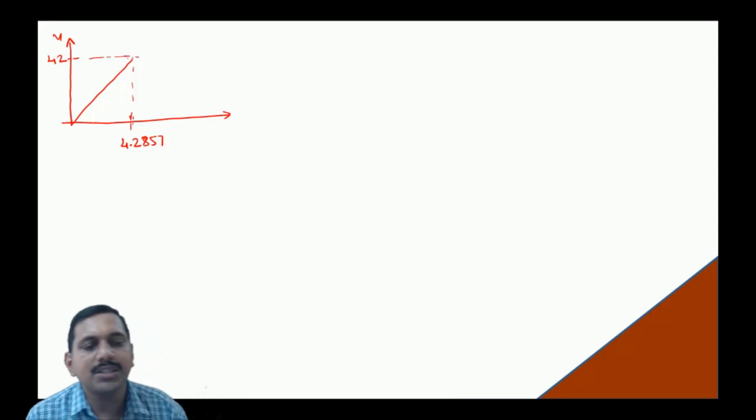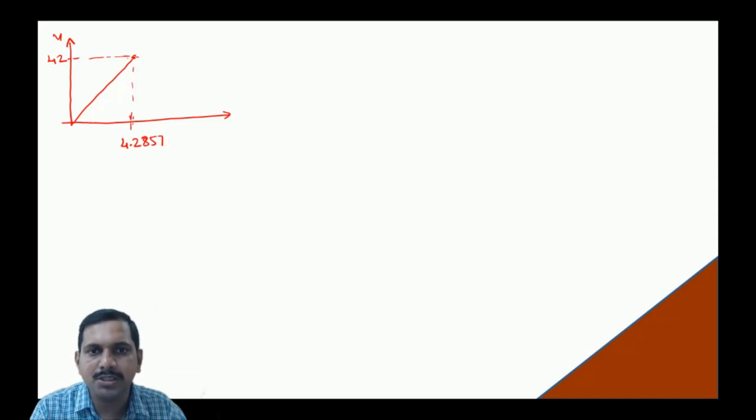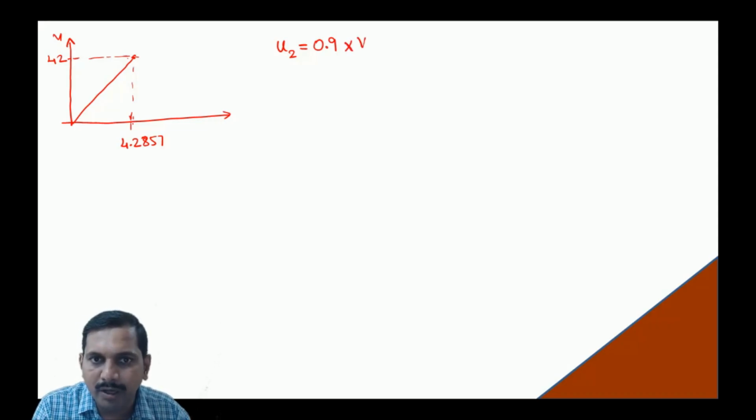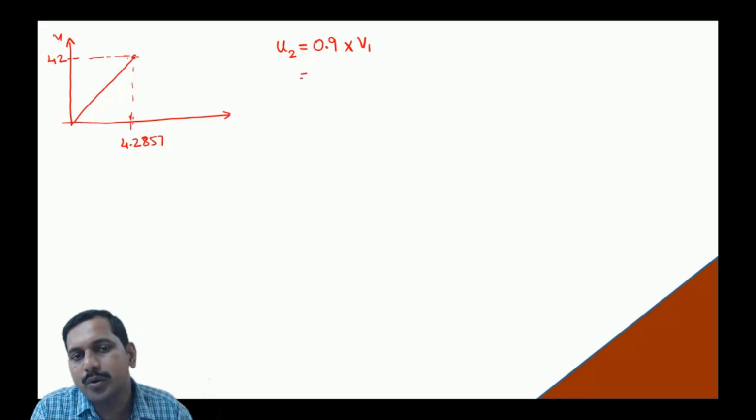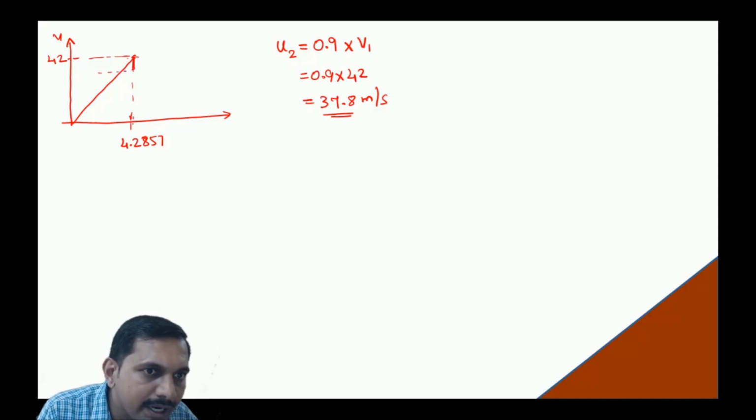So you join it using a straight line, right? Okay, so this is the initial line, but after it reaches here, within a fraction of a second, it loses velocity. How much does it lose? So we will say U2 is equal to 0.9. Why did we use 0.9? It loses 10%, so it is 0.9 into V1. What is V1? 42, right? So this would be 0.9 into 42, which would be 37.8 meters per second, right? So here it would lose a bit of velocity, okay?